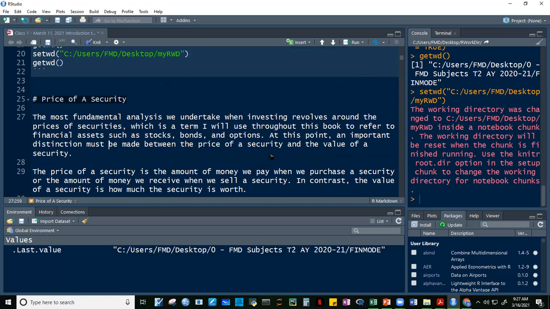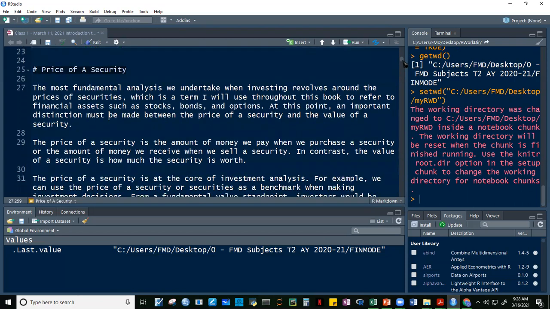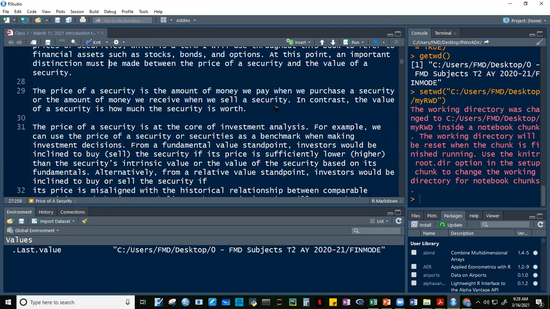The most fundamental analysis we undertake when investing revolves around the prices of securities or assets such as stocks, bonds, and options. It doesn't matter at this point what kind of security it is. There's a difference between the price and the value of a security. They are different. What's the difference? The price of a security is the amount we pay when we purchase a security. On the other hand, the value of the security is how much the security is worth.